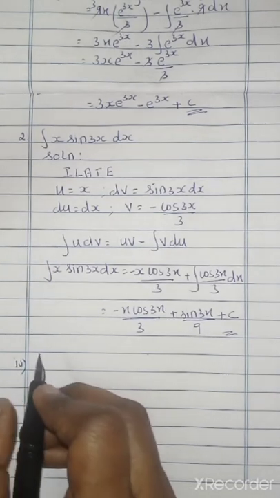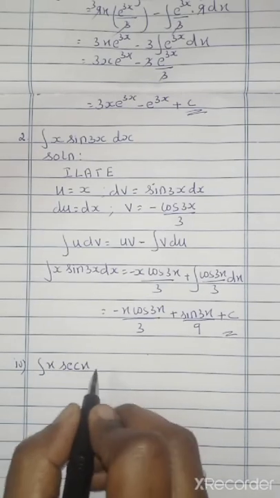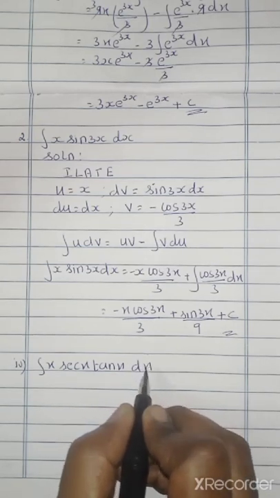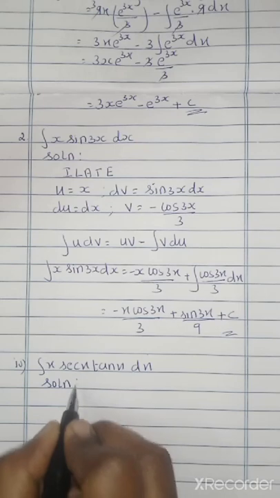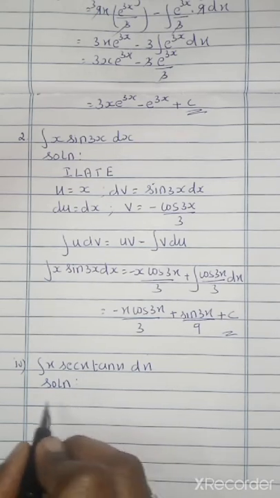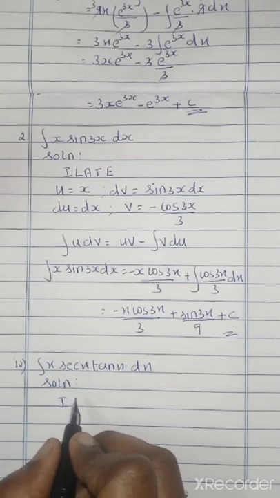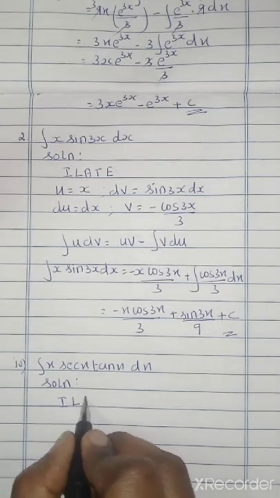Integral x secant x tan x dx. Here we have to choose the u value and dv value. So how can you choose? By using ILATE.